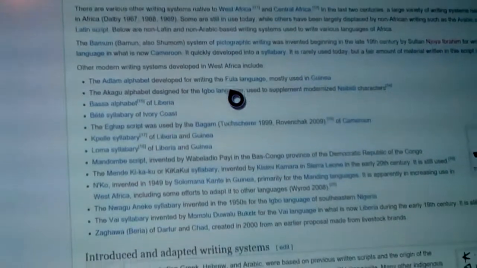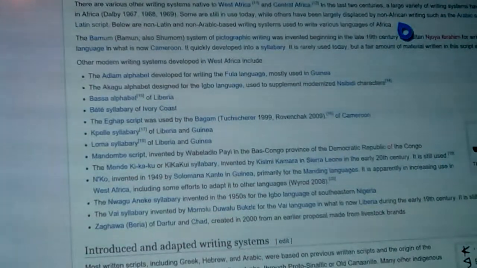West Africa and Central Africa. In the last 2 centuries, a large variety of writing systems have been created in Africa, but they didn't have writings there before. But some are still in use today. Other ones have been changed, largely displaced by non-African writings such as Arabic scripts now and Latin scripts now, more modern scripts, just like we did ourselves. We don't use Latin anymore. We don't use Arabic anymore. It's kind of a precursor type thing, and they were using the precursor languages for a while.